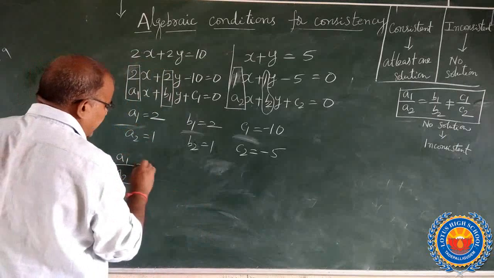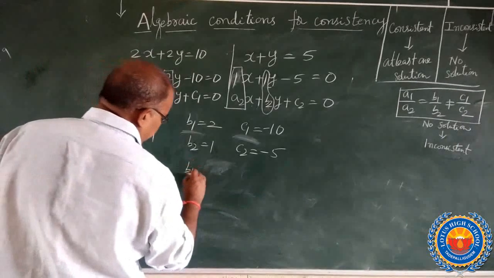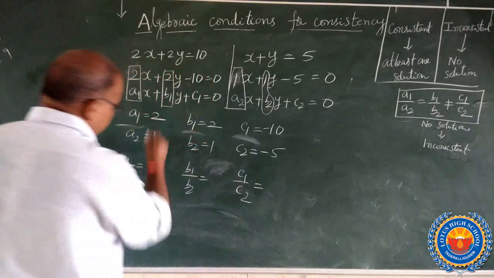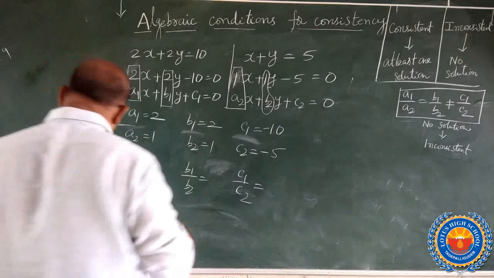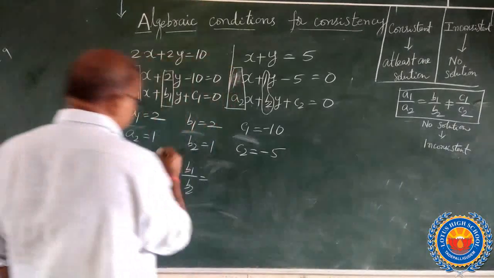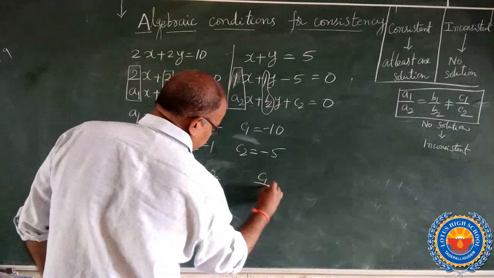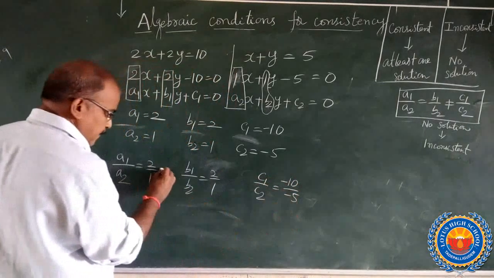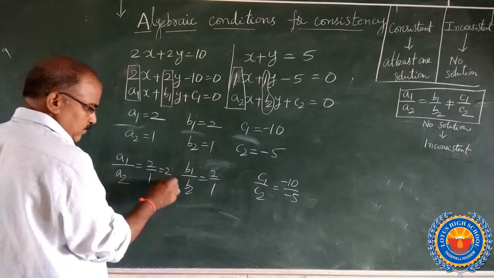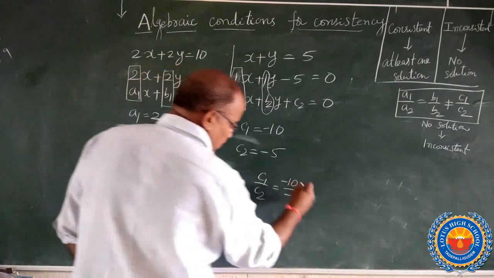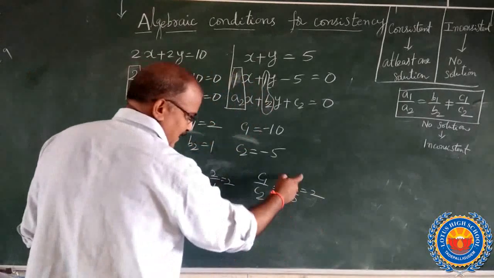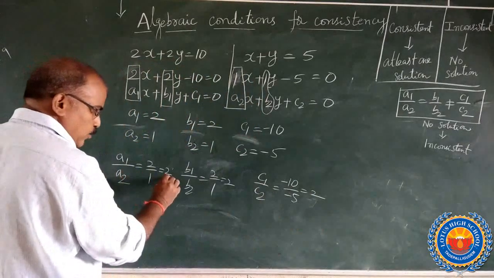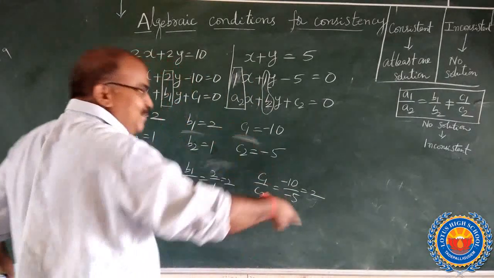a1 by a2 is equal to b1 by b2 is equal to c1 by c2 is equal to, first a1 by a2, 2 by 1, b1 by b2, 2 by 1, c1 by c2, minus 10 by minus 5, that is nothing but 2 by 1, which is nothing but 2. 10 by 5, minus minus cancel. So finally I got a1 by a2 is equal to 2, b1 by b2 is equal to 2, c1 by c2 is equal to 2.